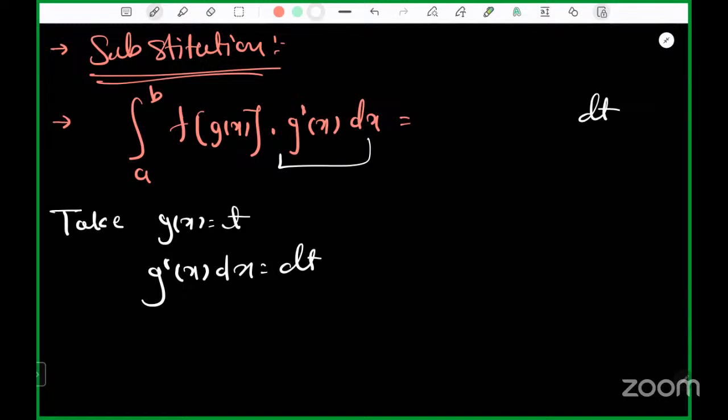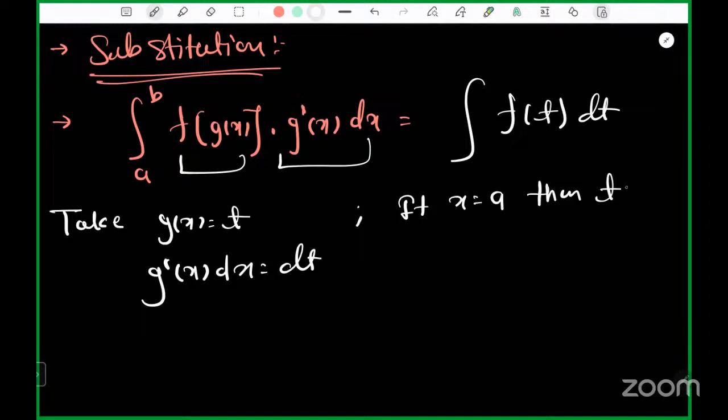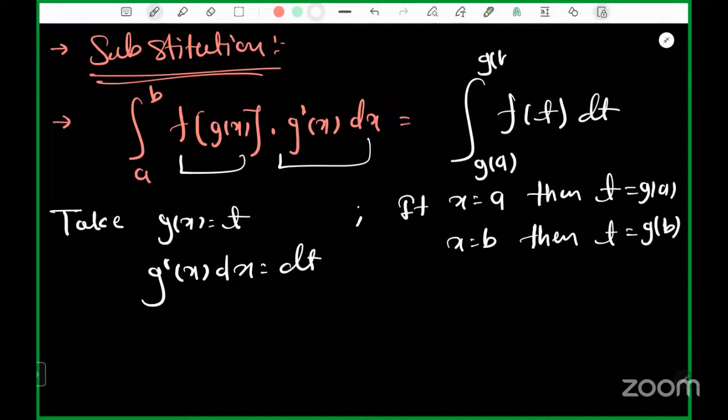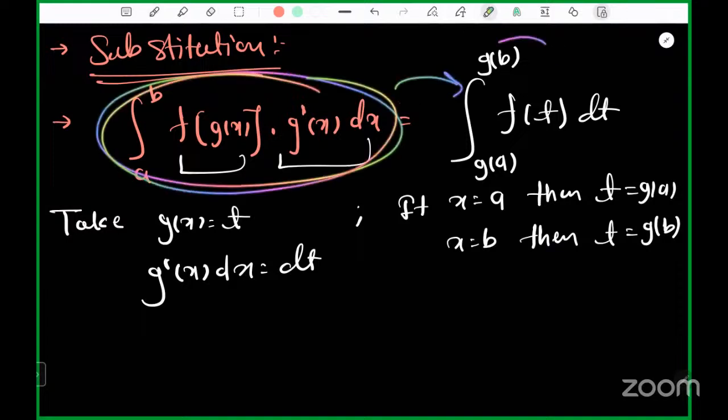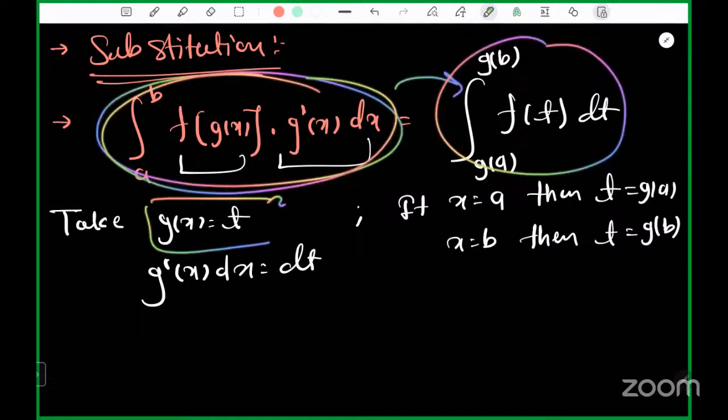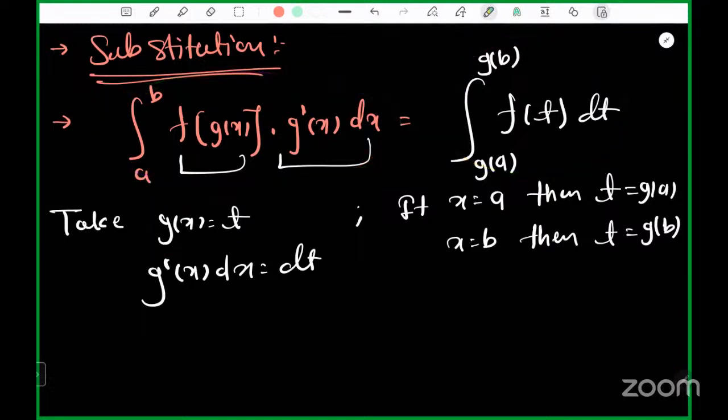Then f of g of x can be replaced by f of t. Now we are left with the limits. If the value of x is a, then the value of t is g of a, so I can replace the limit with g of a. And if x is equal to b, then t is equal to g of b. So it's from g of a to g of b. We have changed a complex-looking integral into a simpler one just by doing a substitution. This method is known as integration by substitution.